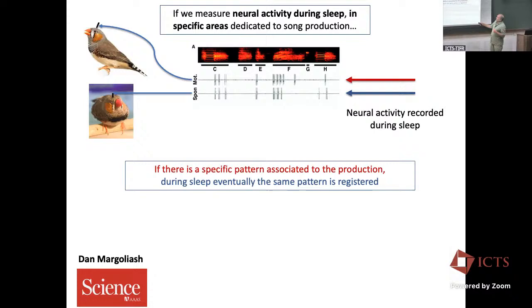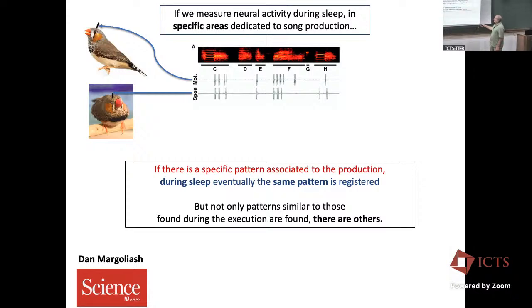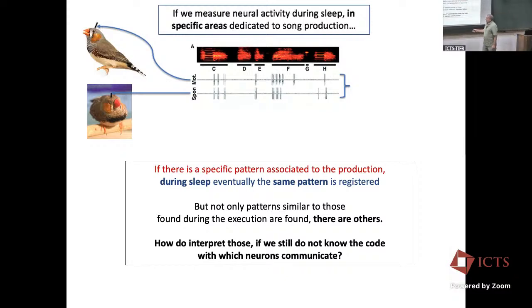Of course, there were many instances where you could see this pattern. If there is a specific pattern that is also associated with production, during sleep eventually you see the same pattern. But the interesting thing is that from time to time, you also see other patterns that are not exactly the same ones. And what we don't have is a way of translating some arbitrary pattern into sound. So we still don't know the language of neurons. We can associate something that we measure simultaneously with song, like a pattern that is necessary for song, but if we see something else, we don't know how to translate that into sound. What is the bird dreaming when the pattern is not identical to the one used during birdsong production? That was basically the state of the art, with this problem of how to interpret those patterns that are not identical to the ones used during some production.